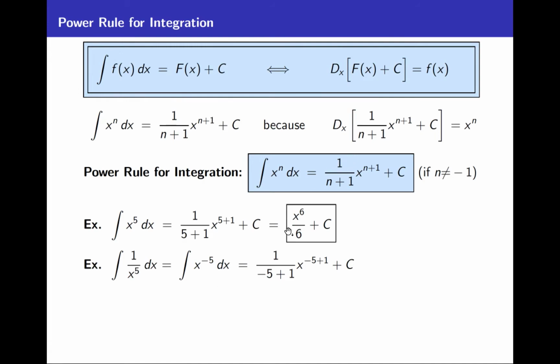According to the power rule, we get 1 over n plus 1, and in this case that's negative 5 plus 1, times x to the power of n plus 1, which is negative 5 plus 1, plus c. And that works out to be x to the power of negative 4, multiplied by 1 over minus 5 plus 1, that's minus 1/4. So the answer is minus 1 over 4 x to the 4th plus c.